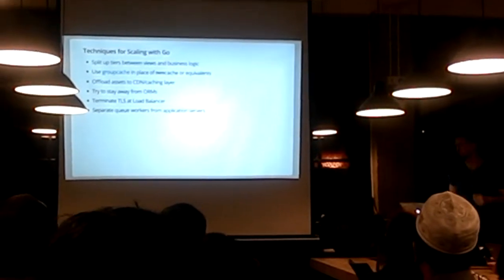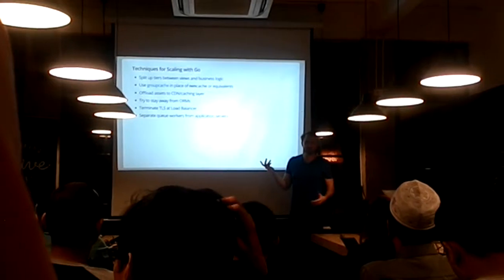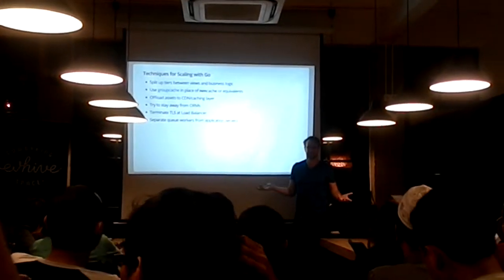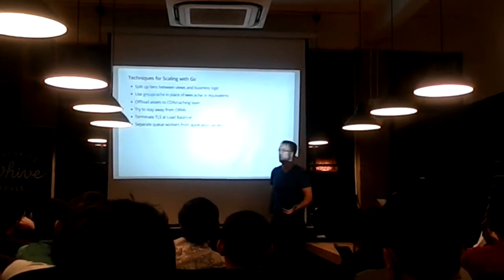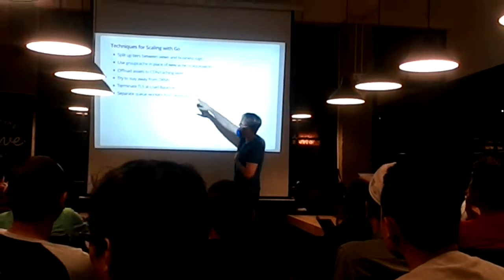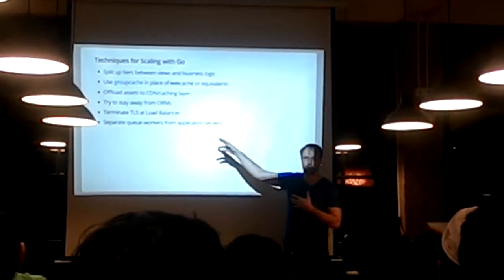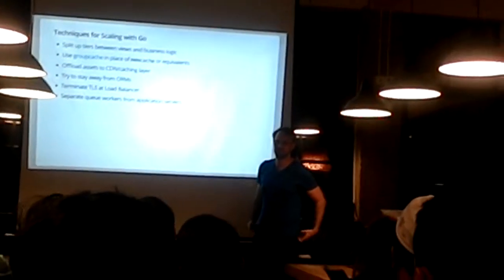So how do you do that in Go? It's not really unique to Go. This is just what you do to build a big website in general, okay? You split up your tiers between views and business logic. That's very important. And that might be something that makes sense in the evolution of your application.